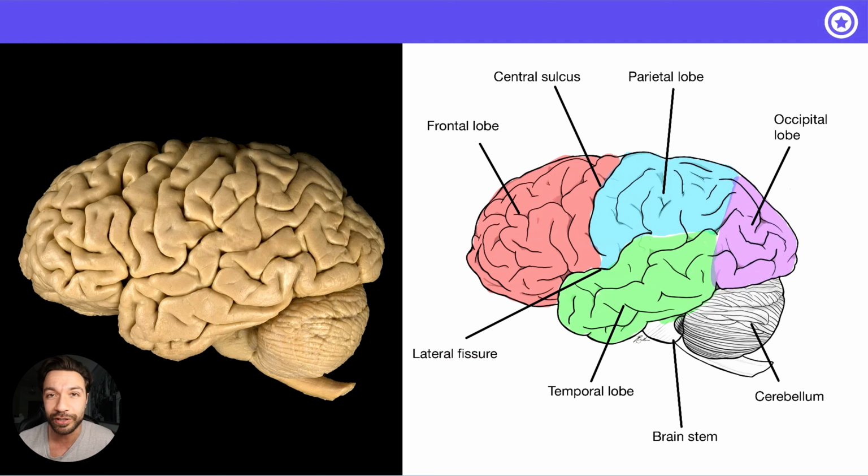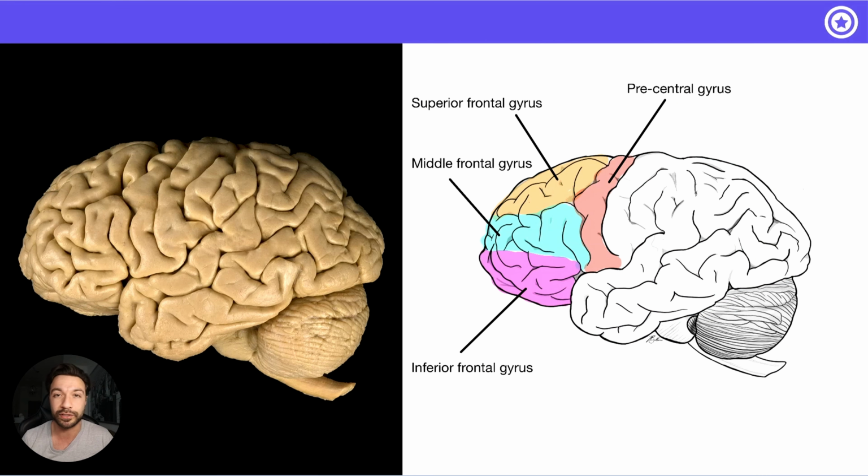So just anterior to that central sulcus, we're going to have that frontal lobe. And if we look here, here's going to be that central sulcus. Here is going to be our frontal lobe right there. Now, if we dive deeper into the frontal lobe, we can see that we have a number of specific gyri. So looking back at that central sulcus, if we move one gyrus over right here, we're going to have that precentral gyrus. So that precentral gyrus is going to be this one right here.